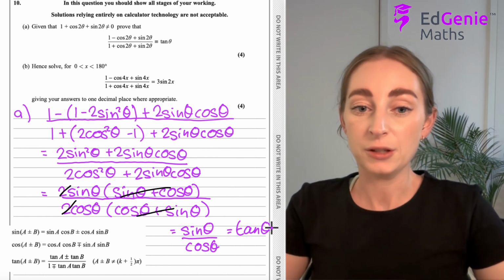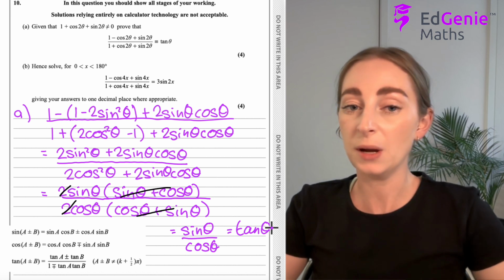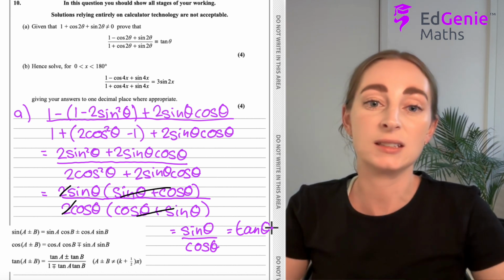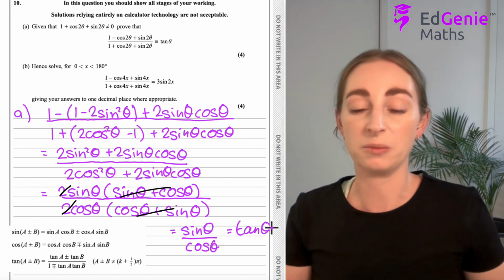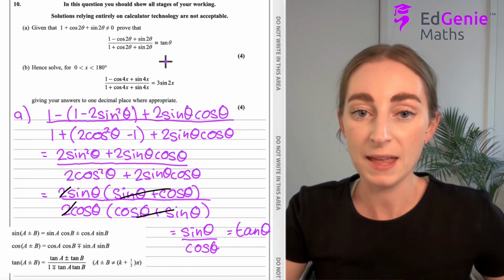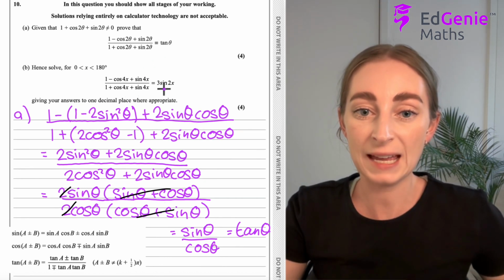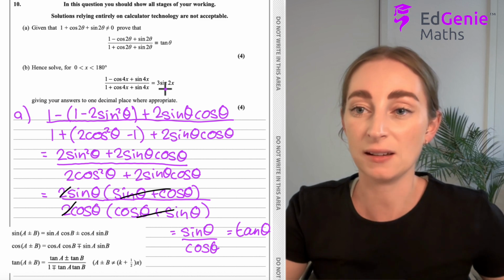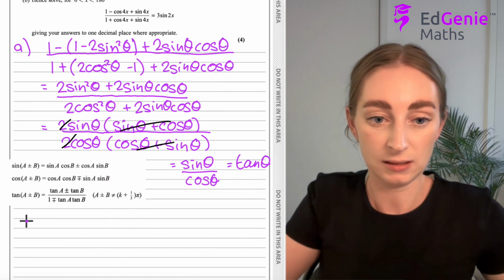Don't worry if you feel, oh, this is going nowhere. Just as I said, leave it, come back, and then hopefully you'll have some kind of brainwave and you'll be able to do it the second time. Right, for part B, we want to solve tan x equals 3 sine 2x. So let's have a go at that.